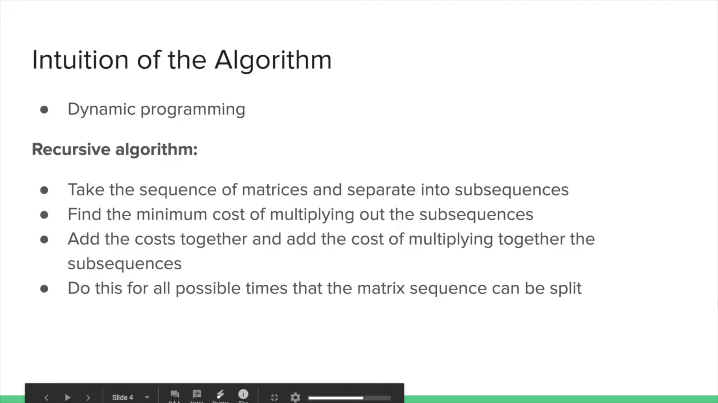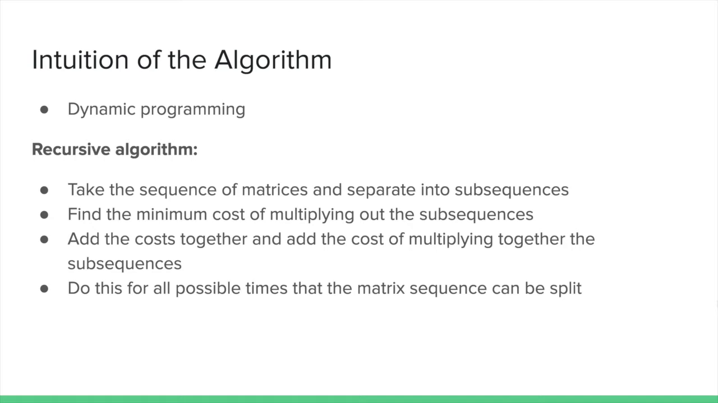So now let's talk about the intuition of the matrix chain multiplication algorithm. This algorithm uses dynamic programming and a recursive algorithm to compute the most efficient way to multiply the chain, a sequence of matrices together, to get the minimum amount of multiplications.